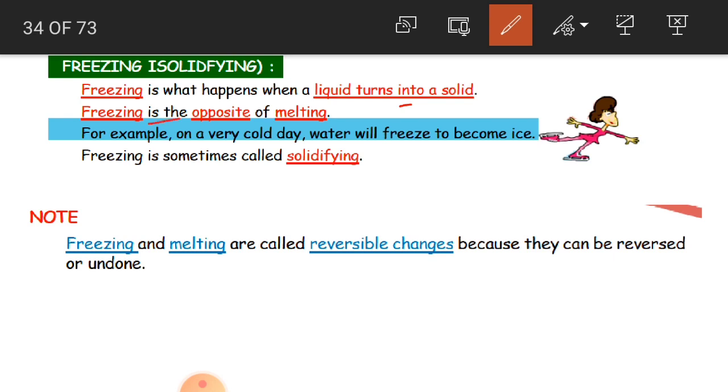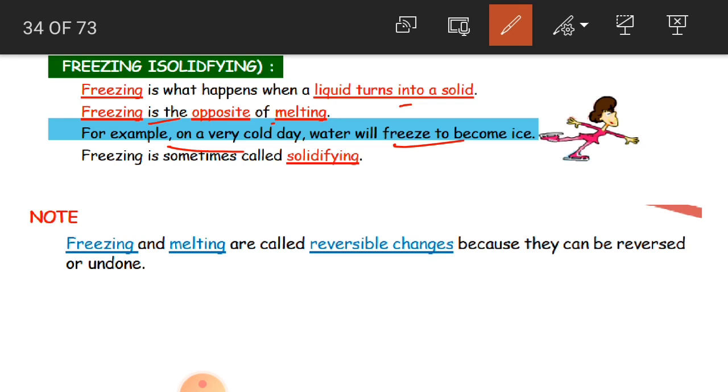Freezing is the opposite of melting. Freezing is when you keep a liquid in a cold area, and it becomes a solid. Melting is when you keep a cold substance in warm conditions, and it melts. For example, on a very cold day, water will freeze to become ice, especially in winters like this. Even our hair oils, if you keep them in the cold, suddenly you see that they have just froze. It has become like a solid; the liquid has become very thick.